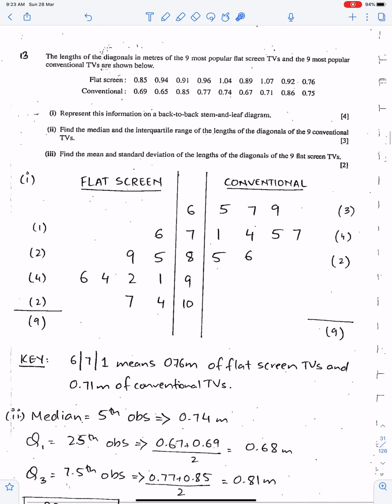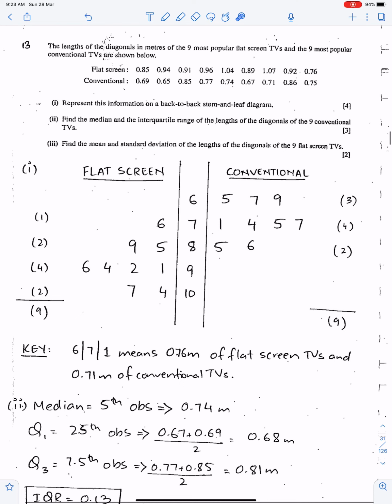I think we have done this question. We haven't, I guess. Question 13. The lengths of the diagonals in meters of 9 most popular flat screen TVs and 9 most popular conventional TVs are shown below. Represent this information on a back-to-back stem plot. Flat here, conventional here. Just ignore the decimals. Consider this number as 76. Check the lowest number. It's 0.65, I guess.